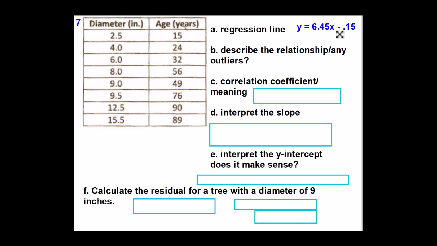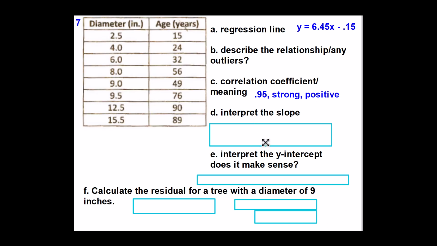Put that with x minus 15 hundredths. B, describe the relationship of any outliers. Outliers are points that go far away from that regression line, and I didn't see any outliers there. The correlation coefficient is 0.95. It's a strong positive.